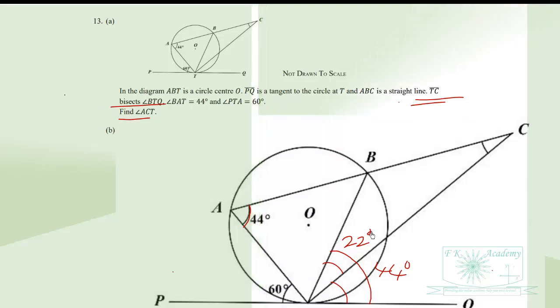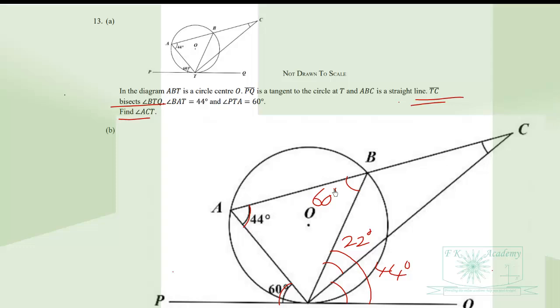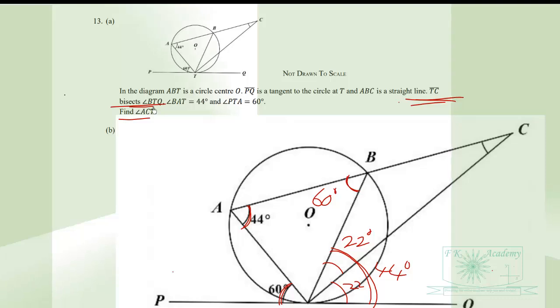If this is 22 degrees, we also know that the angle here, by angles in alternate segment, is equal to the angle over here. Because PQ is a tangent, the angle it makes with the chord is equal to this angle here. That is why the angle here is also equal to the angle here. So we have 22 making 44, because the question says that TC bisects angle BTQ. Then we can also find this angle here.